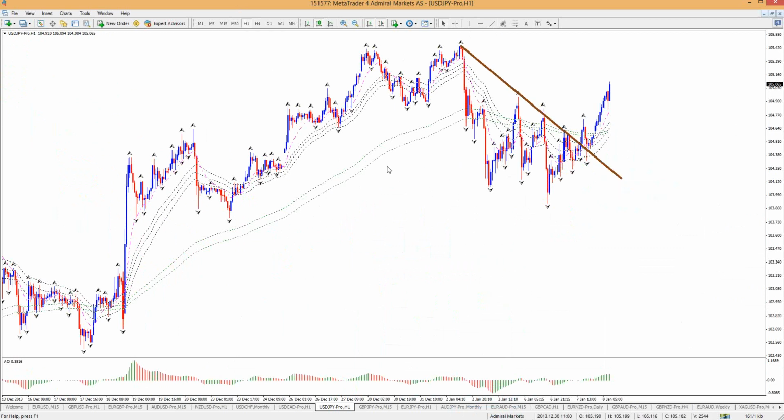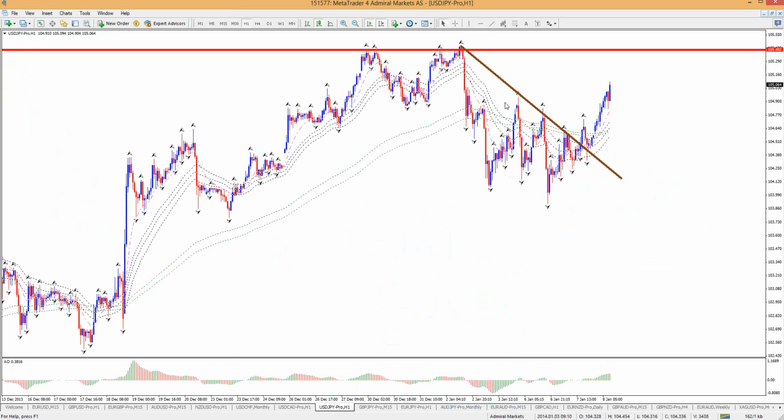Did anyone take that trade as well yesterday? Of course, that's a resistance level. Great job, JS. Great job.